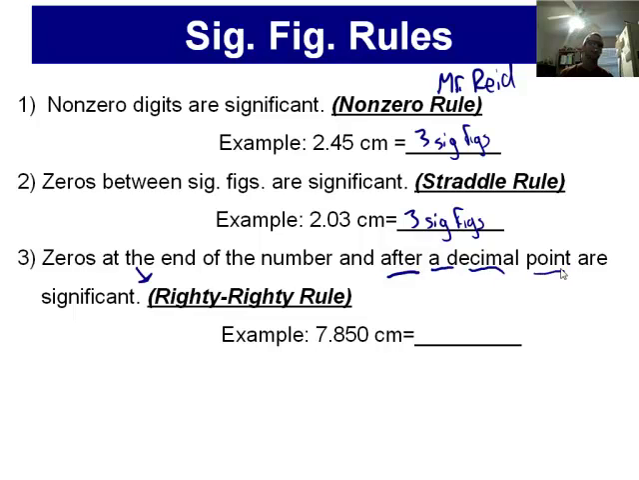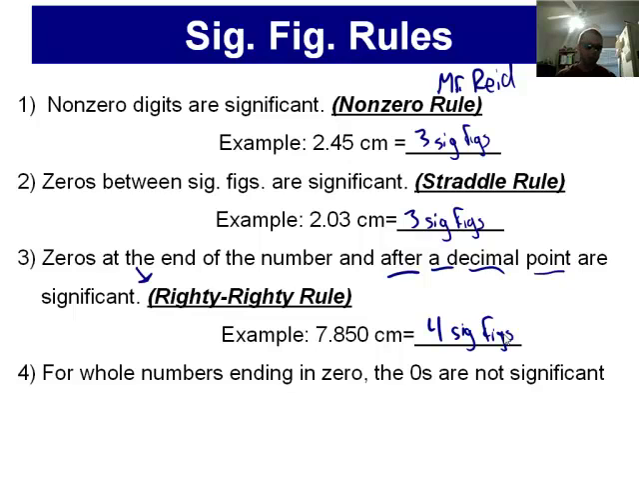This is an important point, guys. It's at the end of the number, and it's after a decimal point. Therefore, if I see this number written down, I'm going to say this has got 4 significant figures in it, okay? Rule number 4. For whole numbers ending in 0, the zeros are not significant.